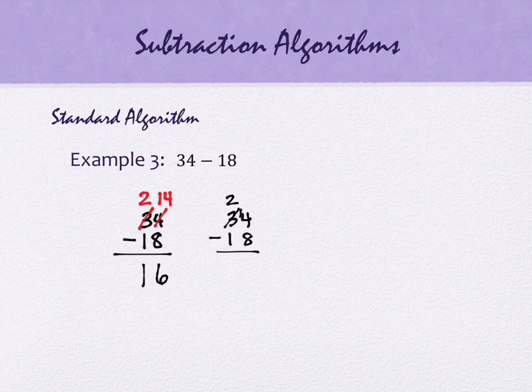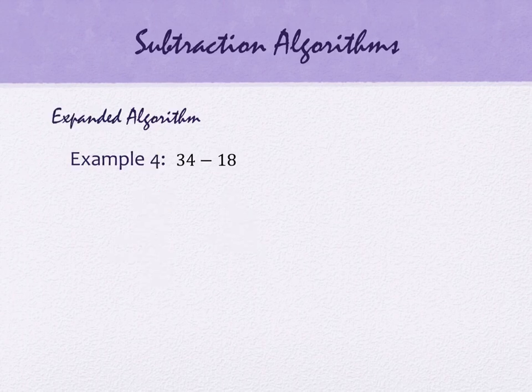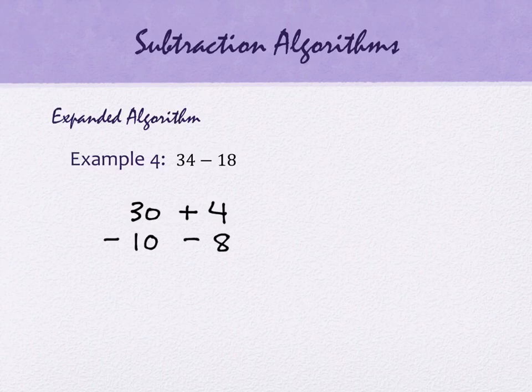So kind of a blend between the concrete algorithm and the standard algorithm is the expanded algorithm. And again, we saw this one as well with addition. So this idea is breaking them apart by the tens place. So I have a 34, which I've written as 30 plus 4. And I have the 18, which is written as minus 10 and minus 8. Okay, so you have to subtract both pieces.